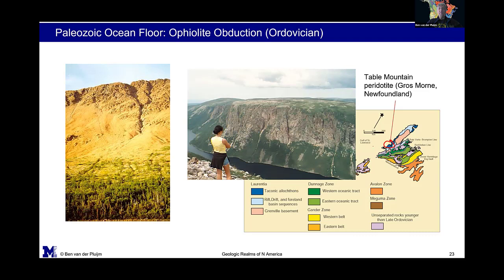Here is the picture of the peridotite part of that sequence, where we have these rocks preserved of the lithosphere of the lowest part. Now, why is this so interesting? This is lower Ordovician. This is 480 million years old.